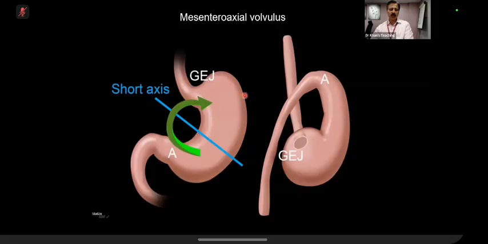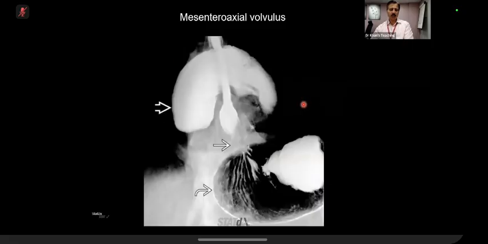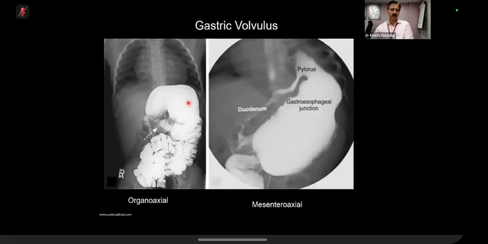So it will twist and then the antrum will sit superiorly. So this is mesenteroaxial. Look at this, where you can see this is the esophagus. The gastroesophageal junction comes here, and then part of the stomach is sitting upstairs, up in the thorax. So there has to be a hiatus hernia, and it is a paraesophageal hernia, and this one is mesenteroaxial.